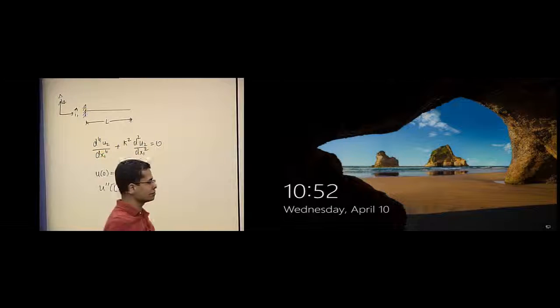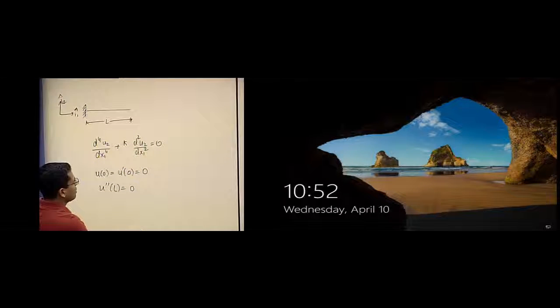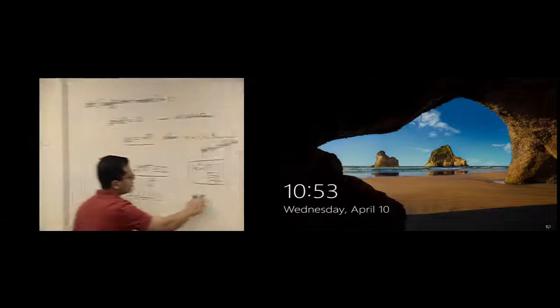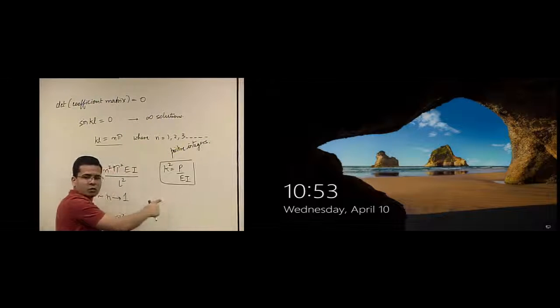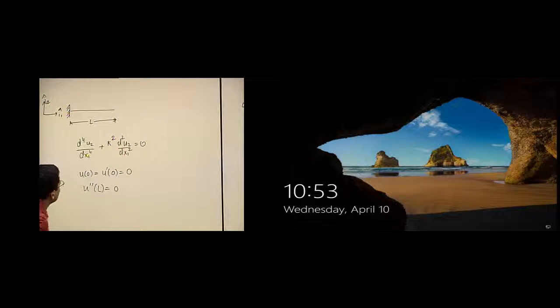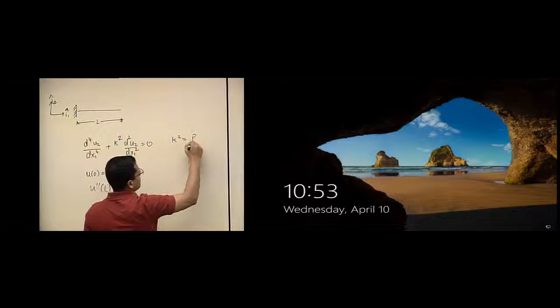Why is it k squared instead of k? Okay, so it's actually k squared, and in the previous problem also we put k squared in the differential equation, and we say k squared is P over EI. So k squared is P over EI.